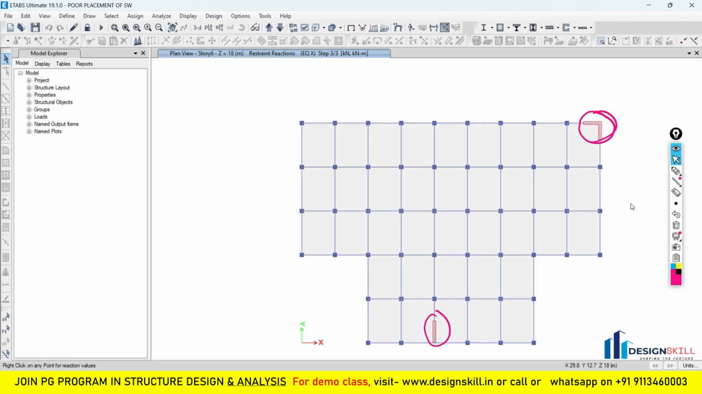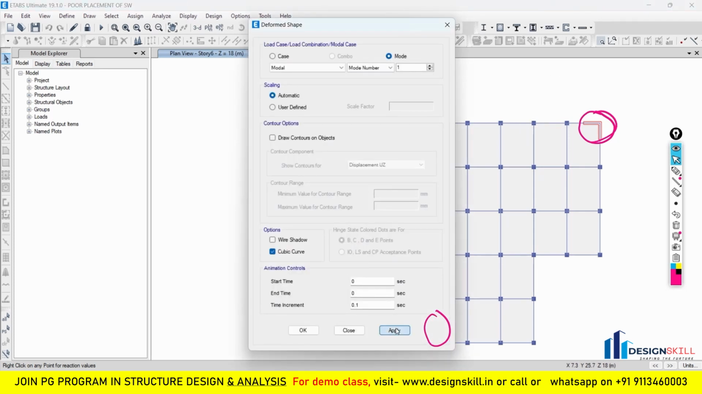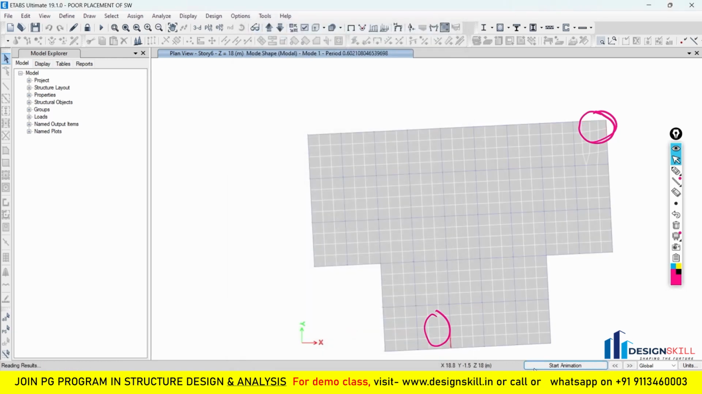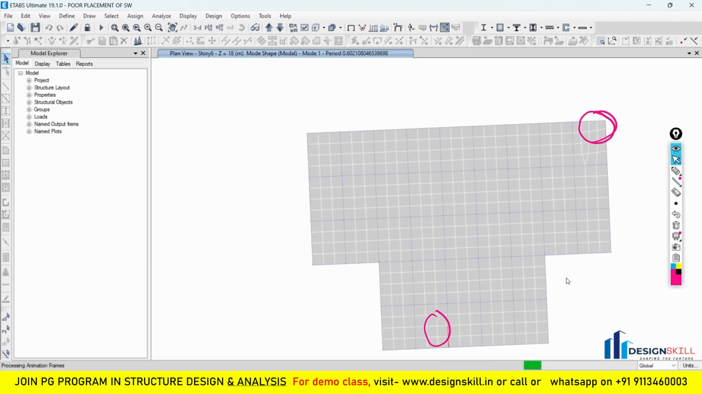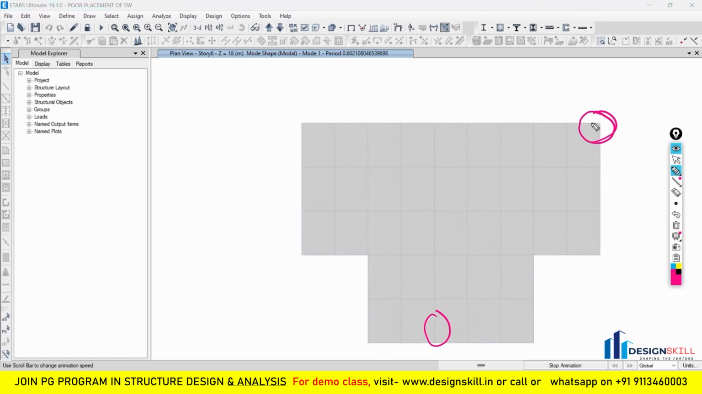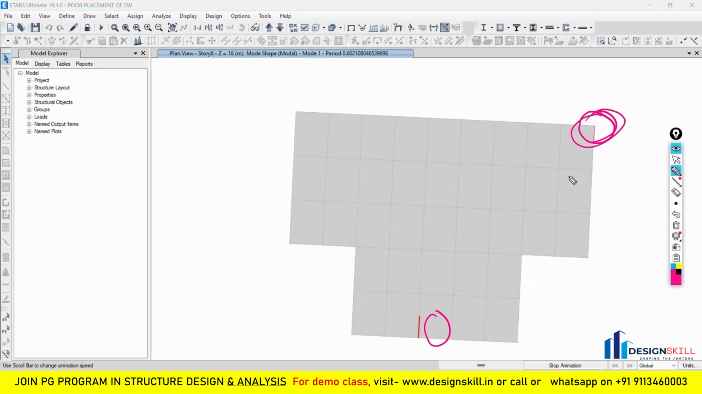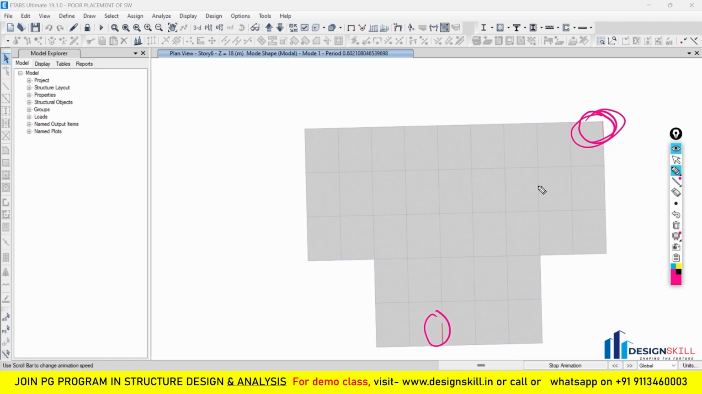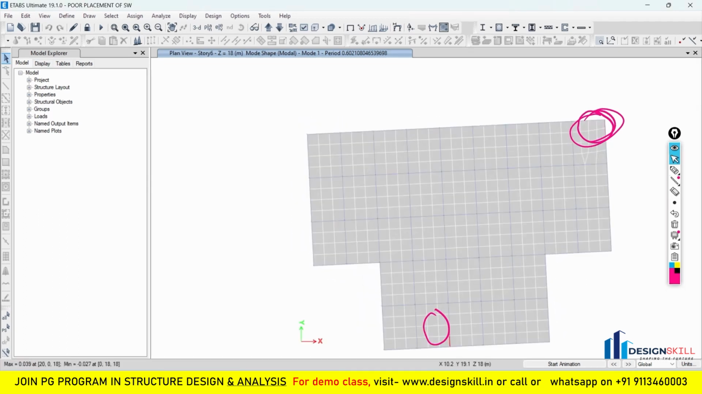As you already know, the first two modes should be translation modes for a regular building. But if you look at the mode behavior of this building, you will find that the first mode is torsion. If you go to show deformed shape, look at the mode 1 behavior and animate it, you will find that the first mode is a torsional mode, and you can also see that the maximum stiffness is shifted to these positions. Looking at the animation, you can clearly understand that this building's mode behavior is not regular. Due to this, the building will have a torsional effect.